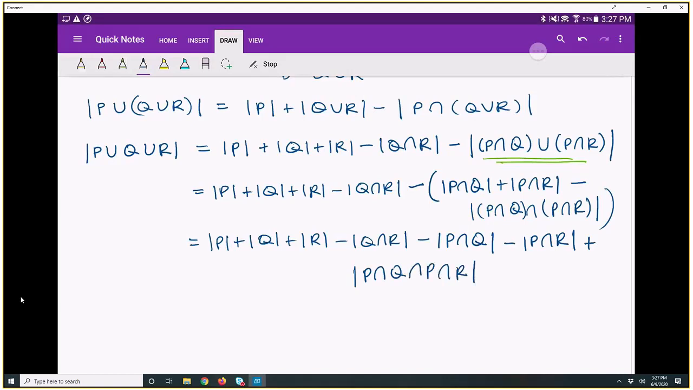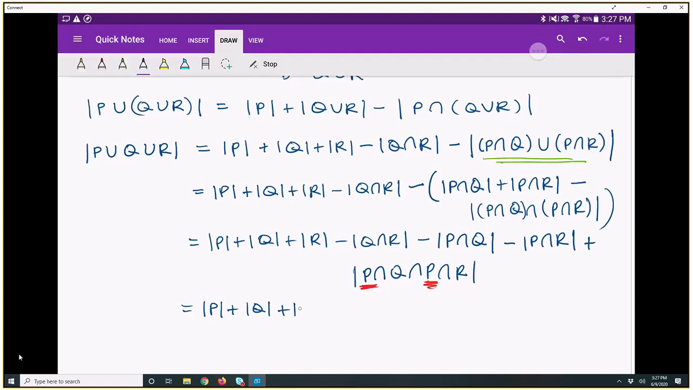I just went ahead and dropped those parentheses. But now I'll notice that I'm intersecting with P twice. And I don't need to write that twice. So I can write it only once. And then I'll see that it's exactly the law that we had in the lecture for three sets.